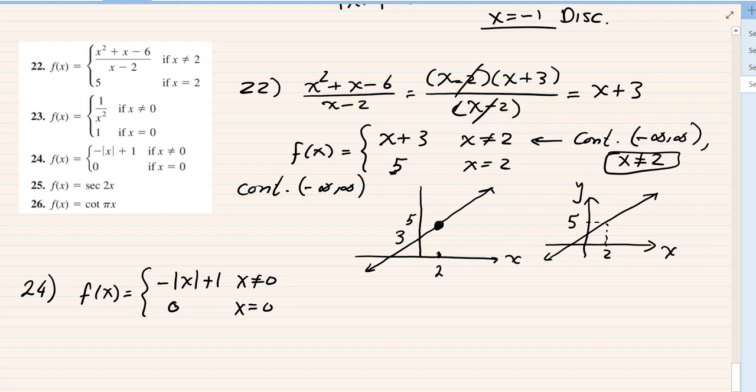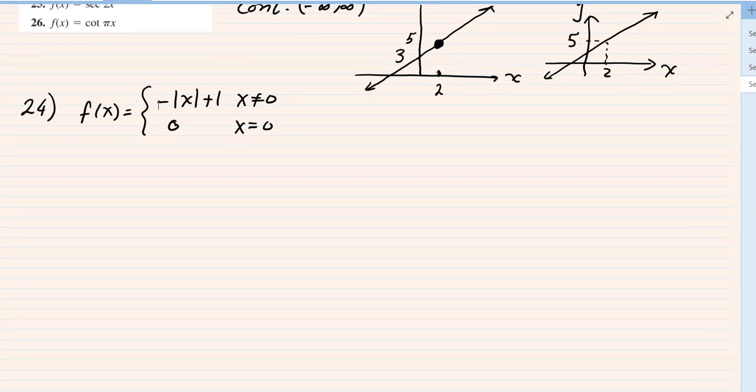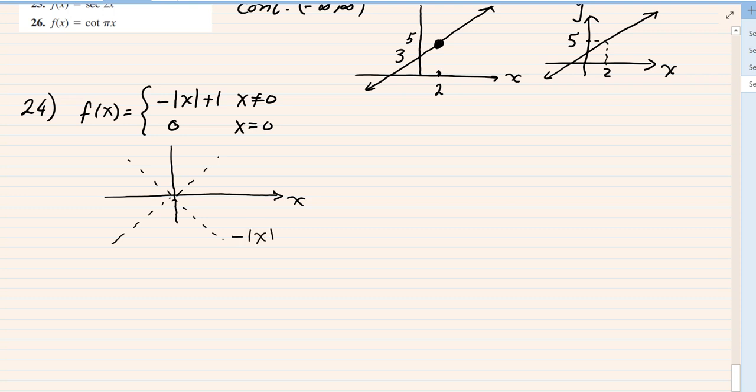Now, what does the graph of this thing look like? Let's graph this absolute value function. The graph of absolute value of x looks like this, right? A v-shaped function. That's absolute value. Negative absolute value of x, you have a reflection, right? That's negative absolute value of x. And then plus 1 gives the vertical shift.